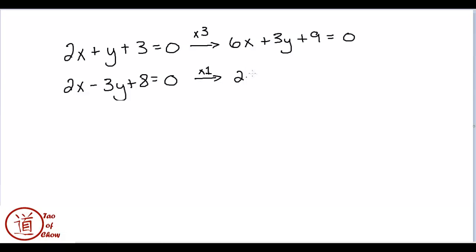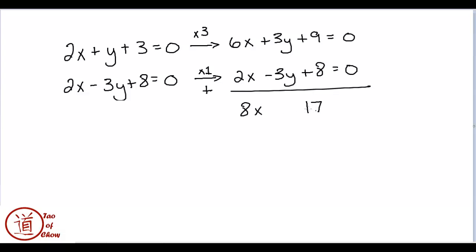So that's going to be 2x minus 3y plus 8 is equal to 0. Okay? Now, here I have a plus 3y and a negative 3y, and I want them to eliminate. So what I have to do is add the equations together. So I have 2x and 6x, so that's 8x. 3 plus negative 3 is 0y. And then 9 plus 8 is 17, so plus 17 equals 0.